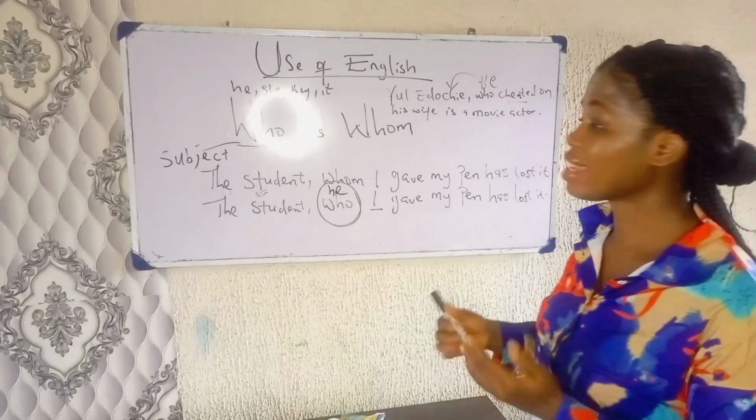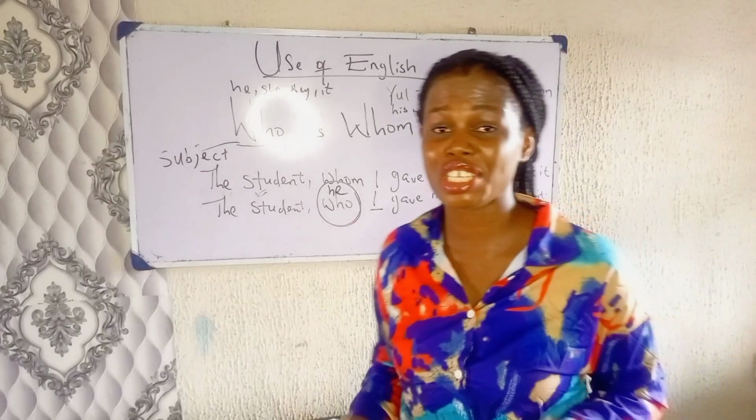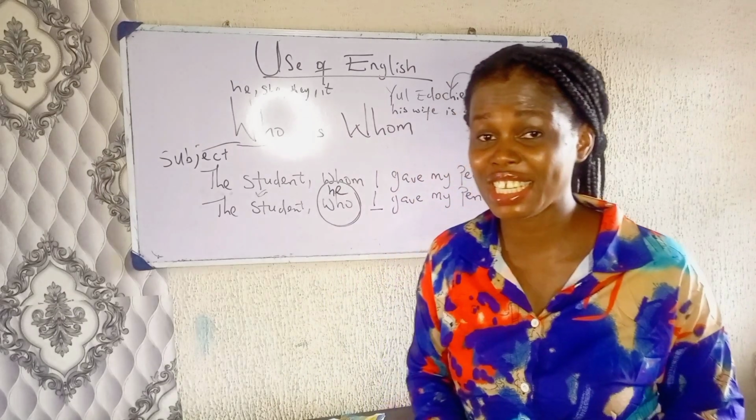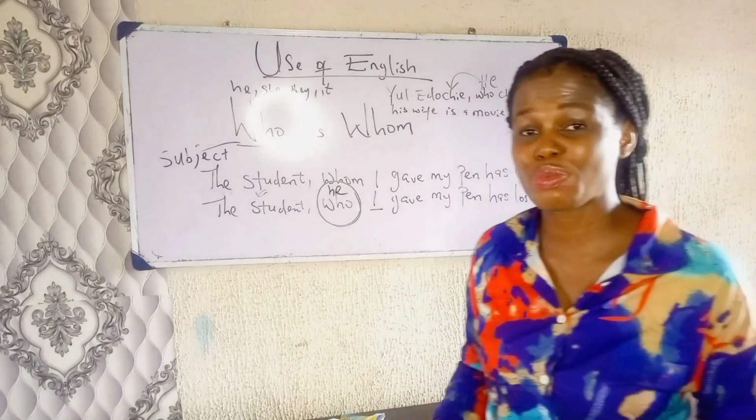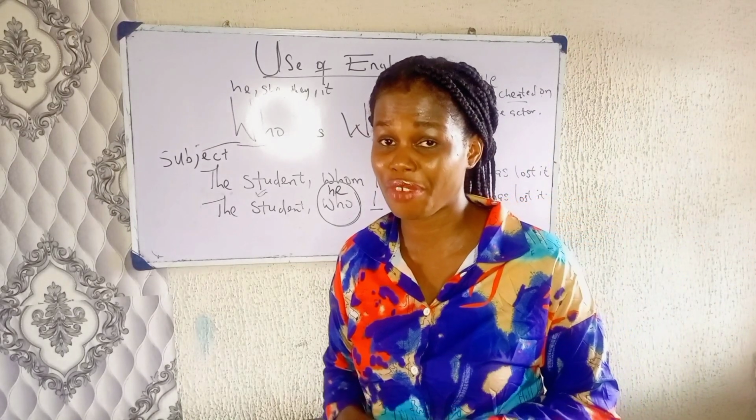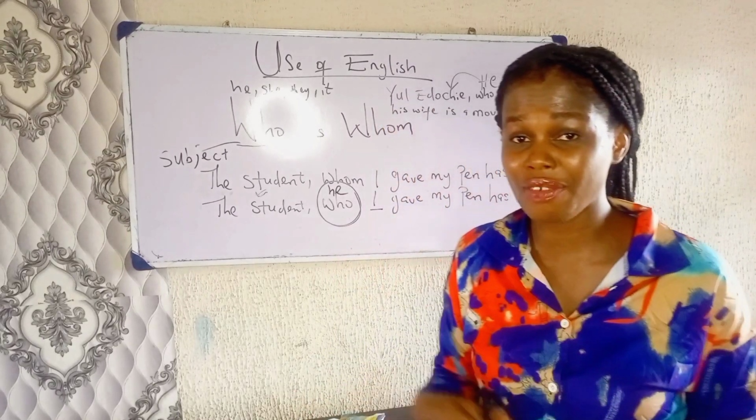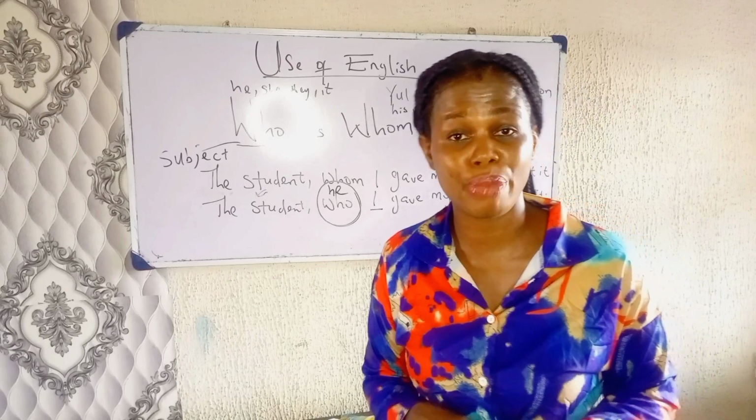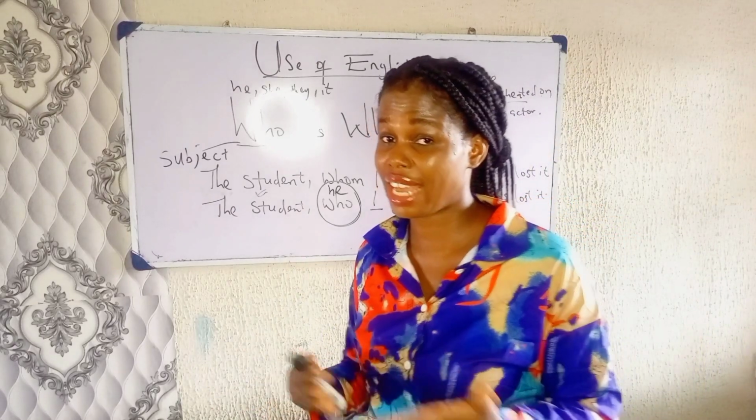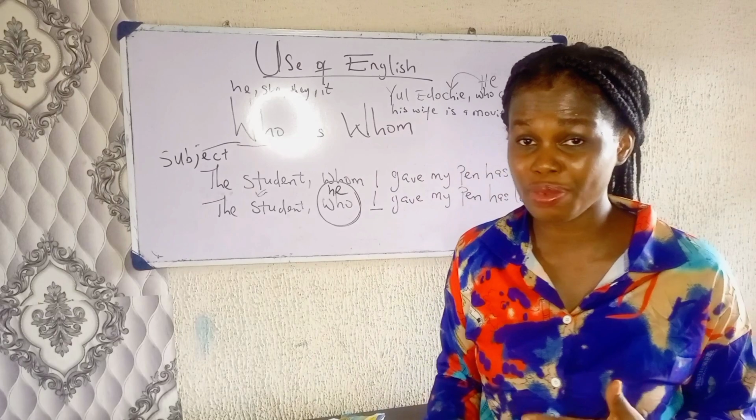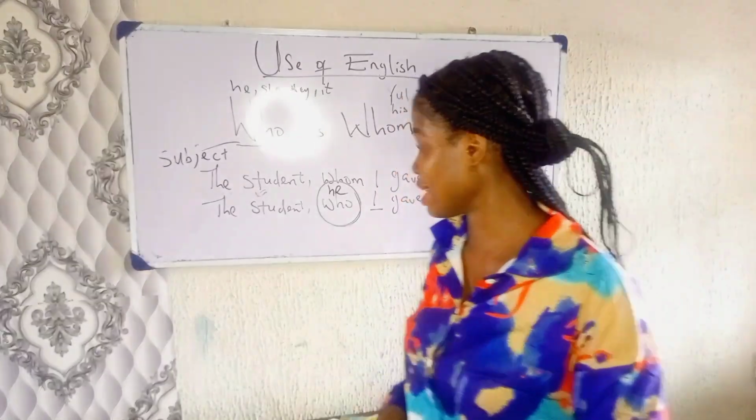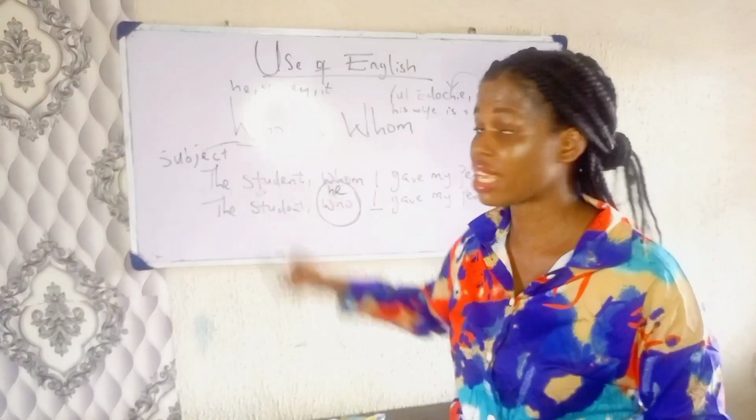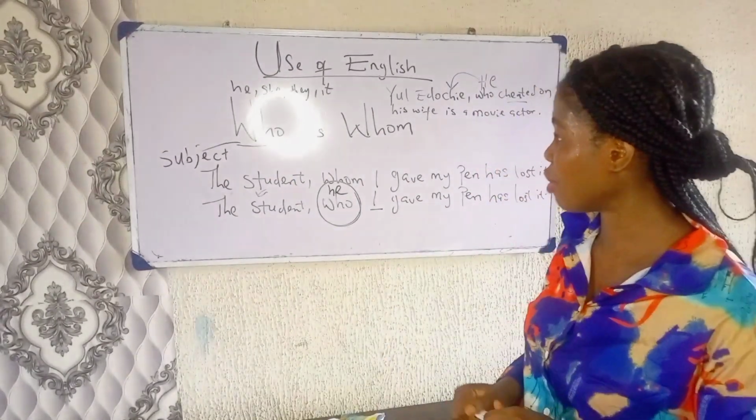Whom is an object relative pronoun. This means it receives the action of the verb, or talks about the receiver of the action of the verb. It provides more information about the receiver of the action of the verb, or the object of the verb in a sentence. Whom is an object pronoun and who is a subject pronoun.